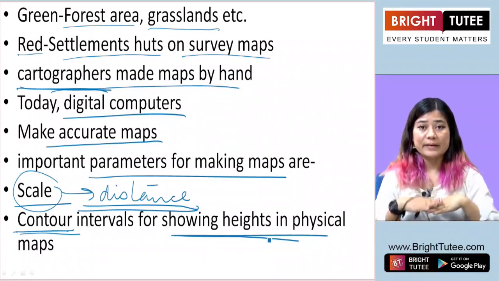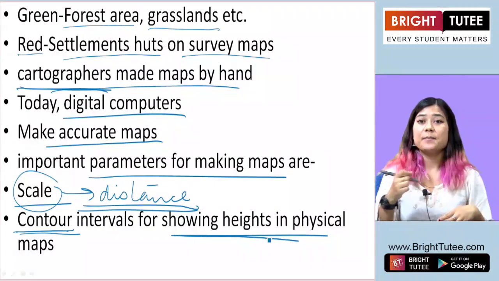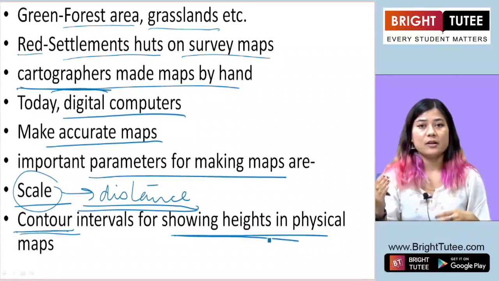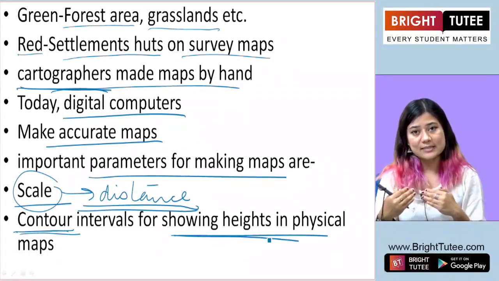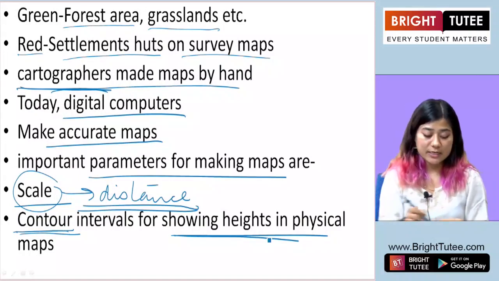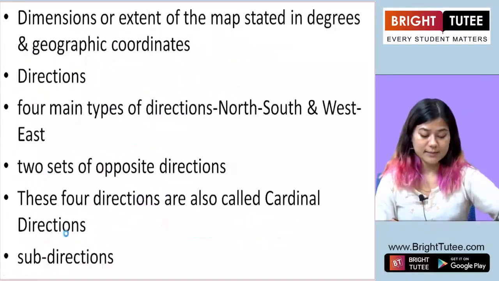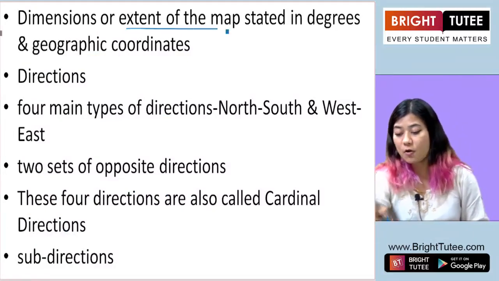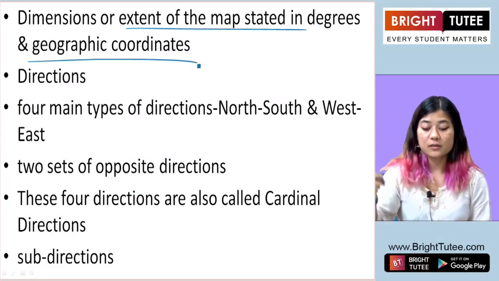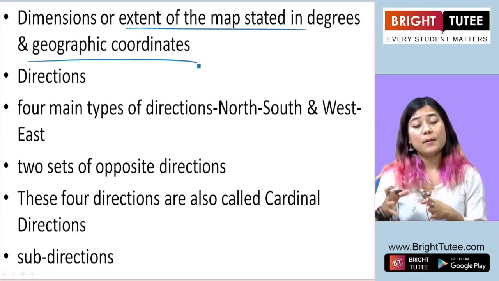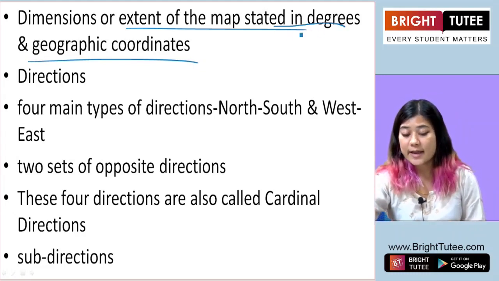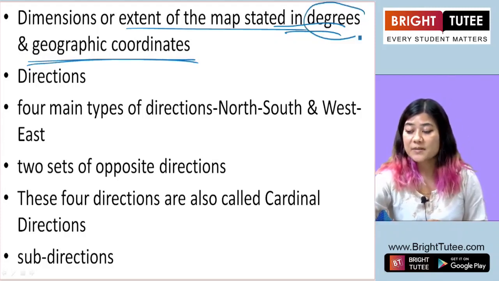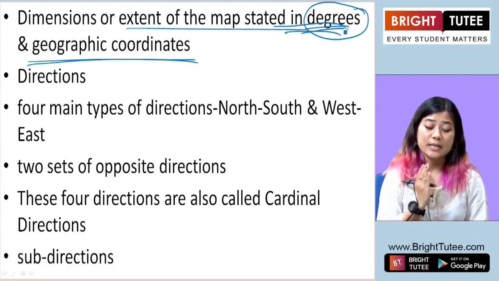Some may be flat, plain, some may have depression, some may have height which is just like a plateau, or some may be higher like Mount Everest. So those heights need to be represented accurately with contours. Alright? And there are also dimensions or extent of the map stated in degrees and geographical coordinates. They are also drawn in such a manner that their location, the geographic coordinates as it's called, is all represented in degrees. They are also accurately represented.